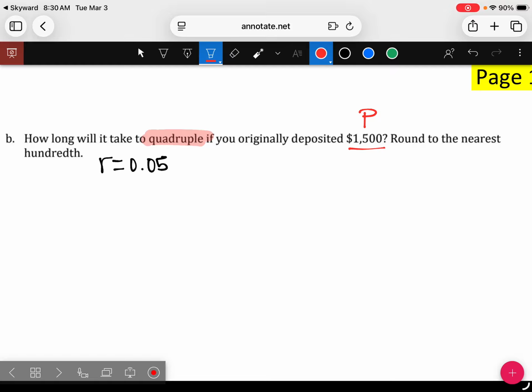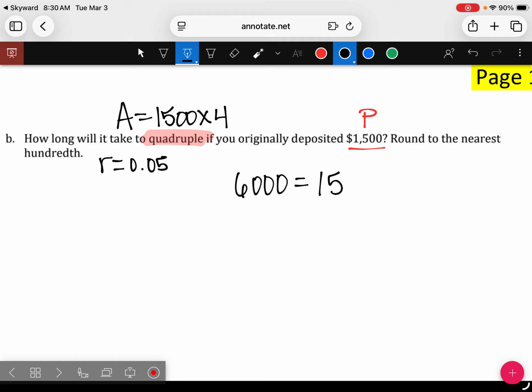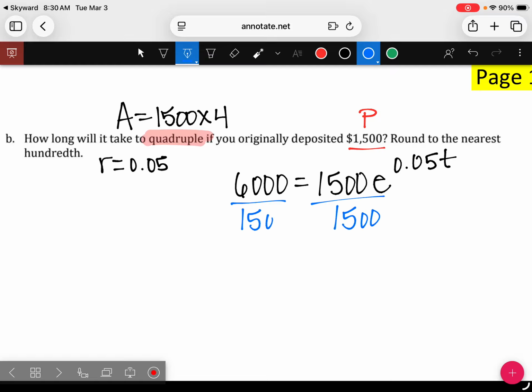Let's set it up. My ending amount is 6,000 because it said quadruple. So to figure out A equals 1,500 times 4. That's how I figure out A. So A is 6,000. That equals my starting amount, E, 0.05 T. Divide both sides by 1,500. And that gives you 4.